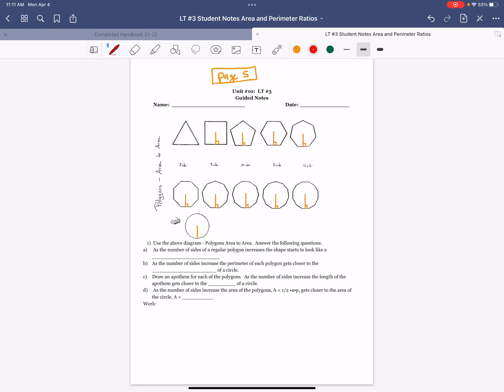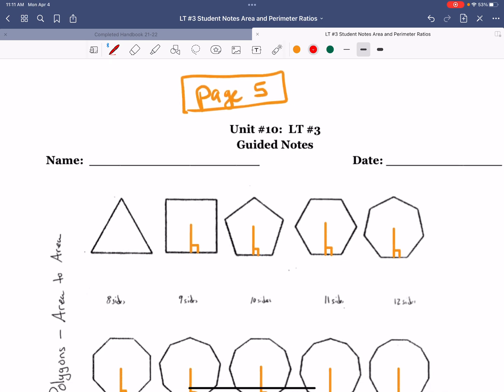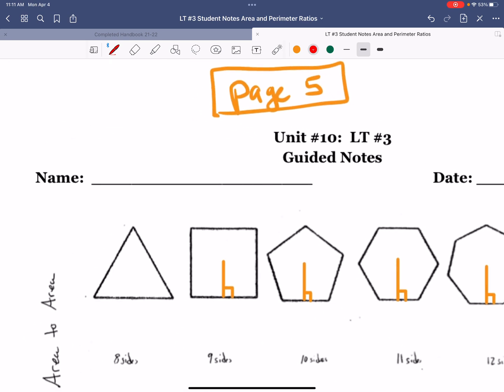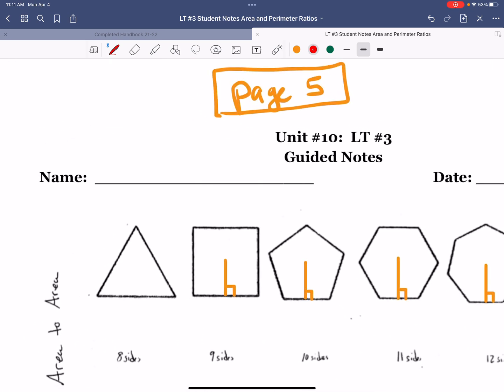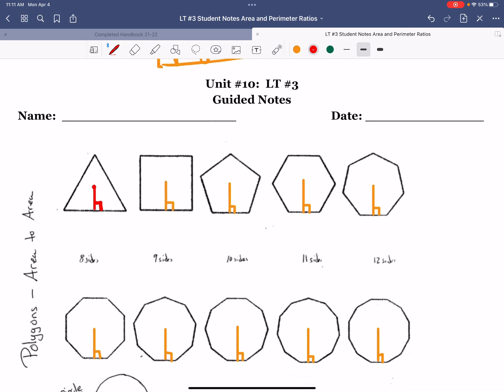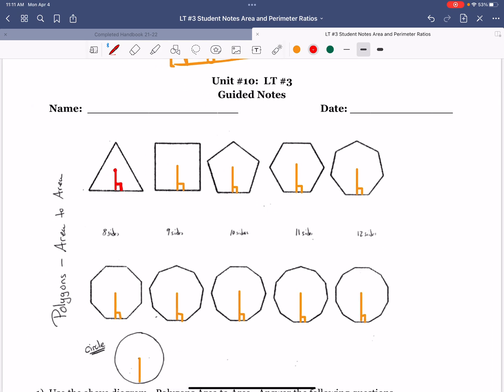All right, we're going to be looking at page 5 of your guided notes. And what I want you to do at the top of this is take all of these different sides, and draw from the center perpendicular to one of the sides. We call that the apothem. Go ahead and draw the apothem for each of these shapes. Press pause and then press play when you are finished.